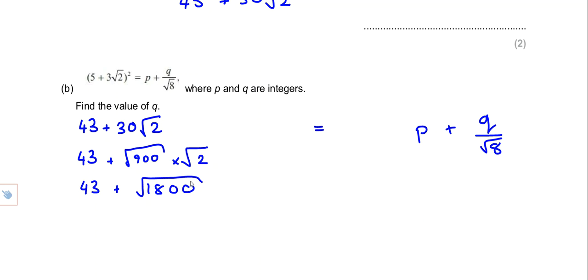Yes? Does 8 go into 1800? Could do. Then could it be that times 8? We'll have to find out. You've got a calculator, I've not. 225. 8 times 225. So we've got 43 plus root 225 times 8. That's nice. Because then we've got, what is root 225? 15. So we've actually got 15 root 8. Yay! That's good, no? We've got where we need.